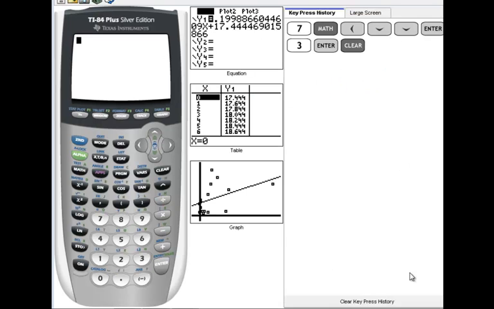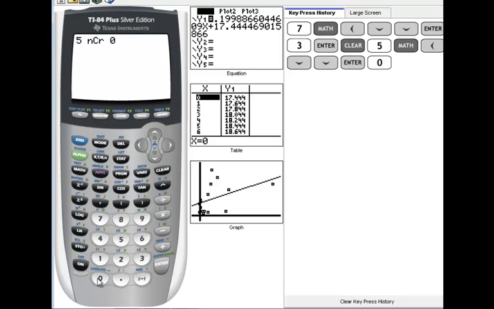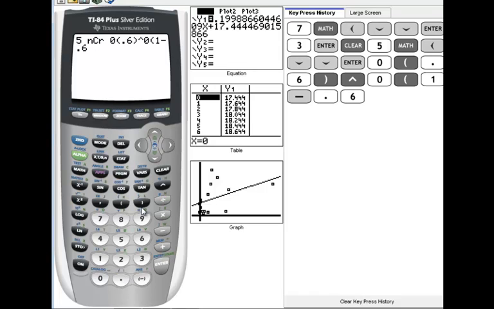To find this on the calculator, you would type in 5, math, probability, nCr, 0. Then we want 0.6 to the 0 power, and we want 1 minus 0.6 raised to the 5 minus 0 power.